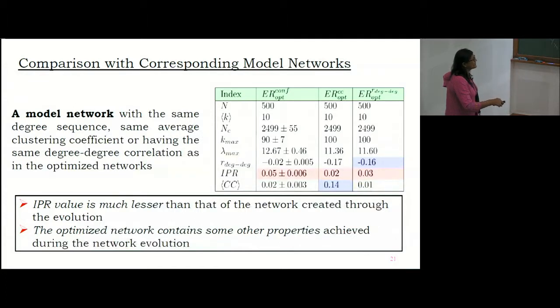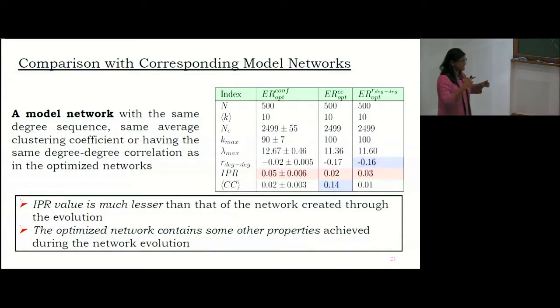And then we find that the IPR is so small, approximately 0.05, whereas here we have an IPR of the order of 0.15, which is 10 times more. So the IPR of the configuration model with the same degree sequence is very small.